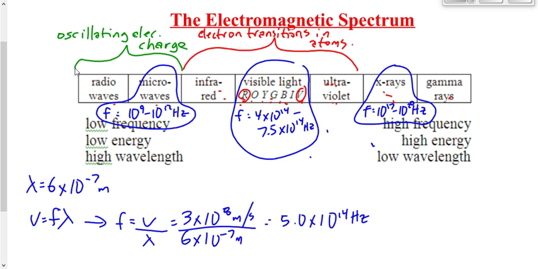X-rays are normally produced by rapidly decelerating electrons.